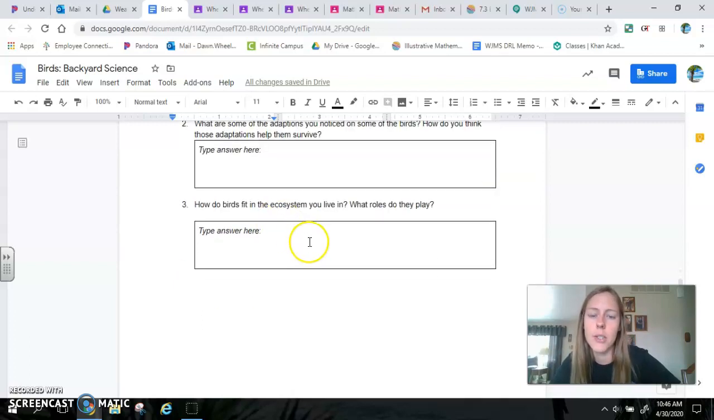How do birds fit into the ecosystem you live in, and what roles do they play? This one I'm going to leave a little bit more up to you, but think about those food chain pyramids that we did at the beginning of the year. Think about birds like sparrows and finches, how little birds fit in, how bigger birds like flickers fit in, and even bigger birds like maybe hawks or eagles, those kinds of things that we have in Colorado. How do those fit in our ecosystem, and what different roles do they play in our ecosystem?